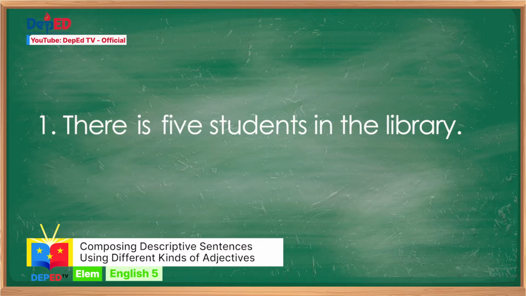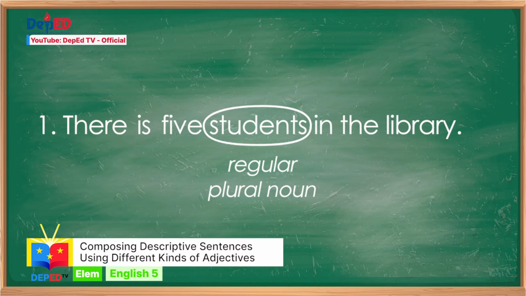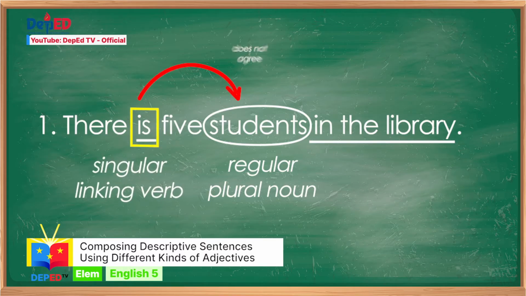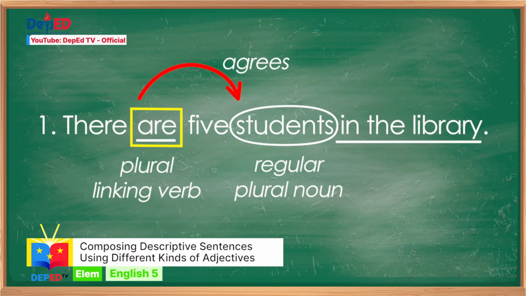Number 1. There is 5 students in the library. Let us figure out the subject. The subject is students. Students is a regular plural noun. The predicate is in the library. As you can see, the linking verb does not agree with the number of the subject. The be verb is a singular linking verb. For the sentence to be correct, it should be, there are 5 students in the library.